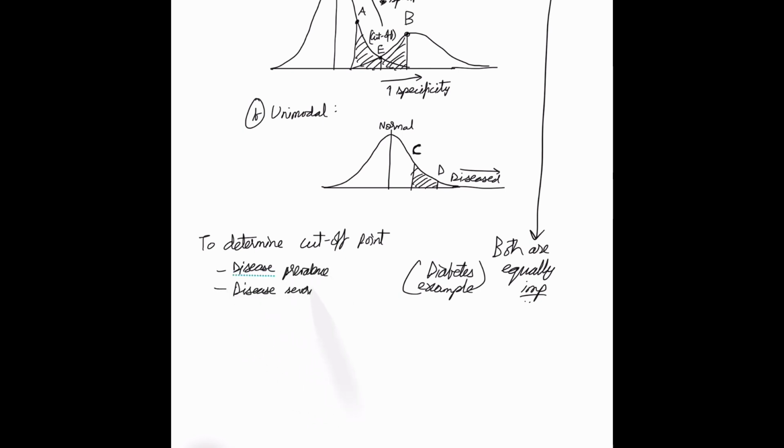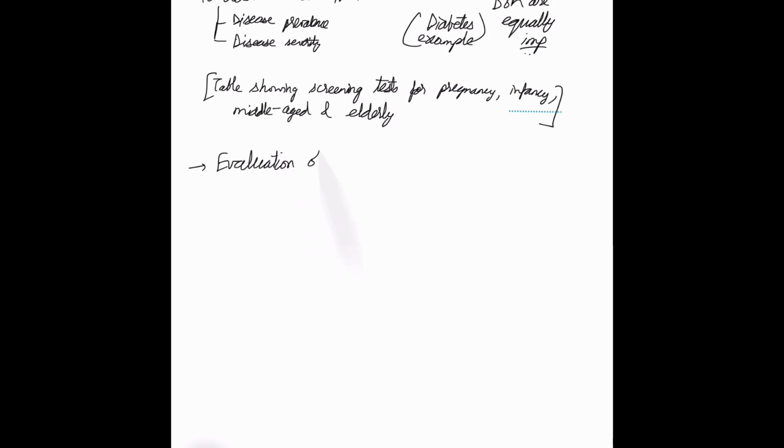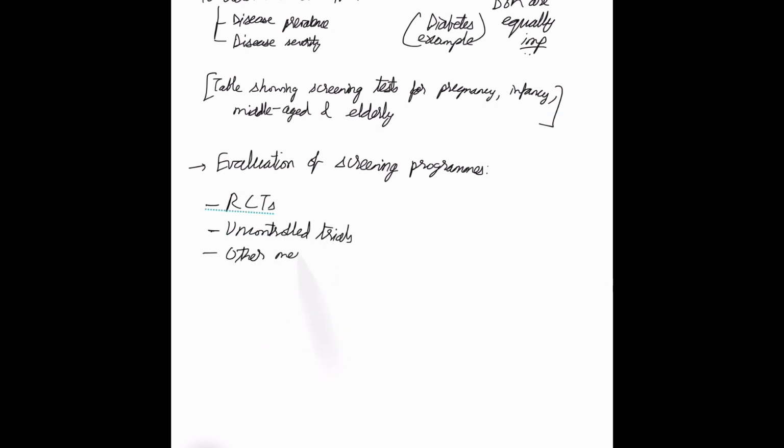So to determine a cutoff point, we consider the prevalence of the disease and the severity of the disease. Then there's a small table showing screening tests for pregnancy, infancy, middle-aged, and the elderly. It would be a bit useful for short answers. And then we see the evaluation of screening programs using RCTs, randomized controlled trials, uncontrolled trials, and other methods like case control studies, and comparing the areas with different degrees of screening coverage.